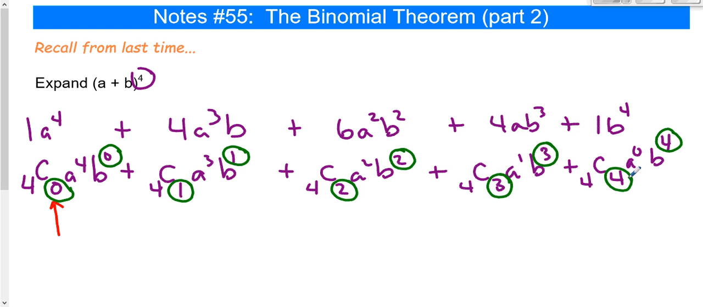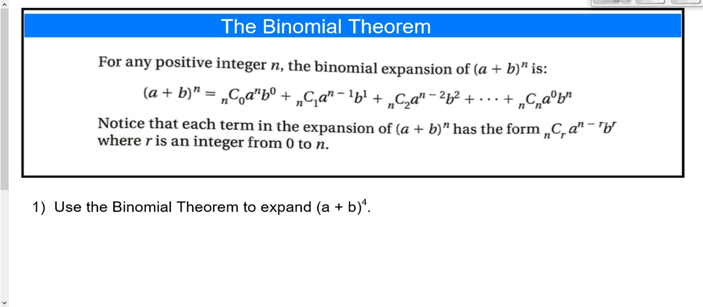And also notice that the powers on a and b add to 4 in this case. 4 plus 0 is 4, 3 plus 1 is 4, 2 plus 2 is 4, and so on. So those numbers are going to add to n, where you're raising your binomial to the nth power. So putting all those patterns together gives us the binomial theorem.